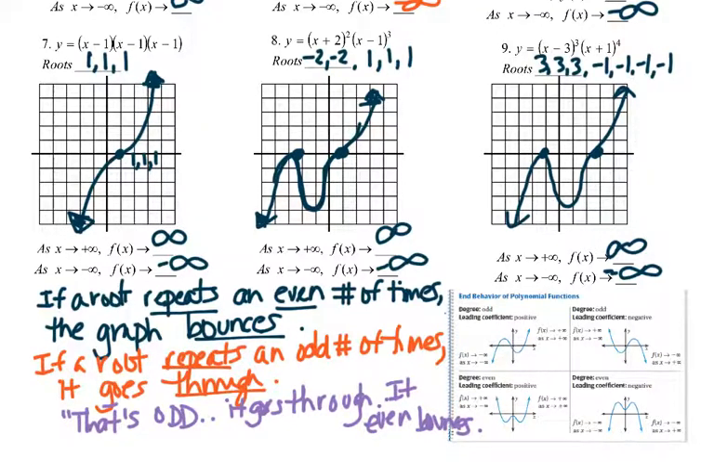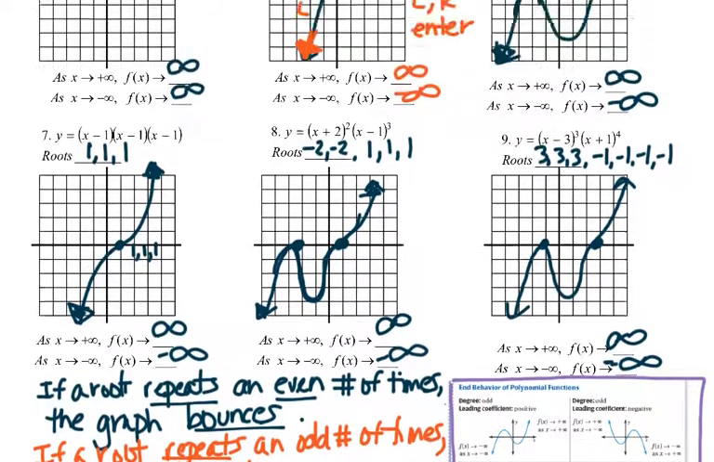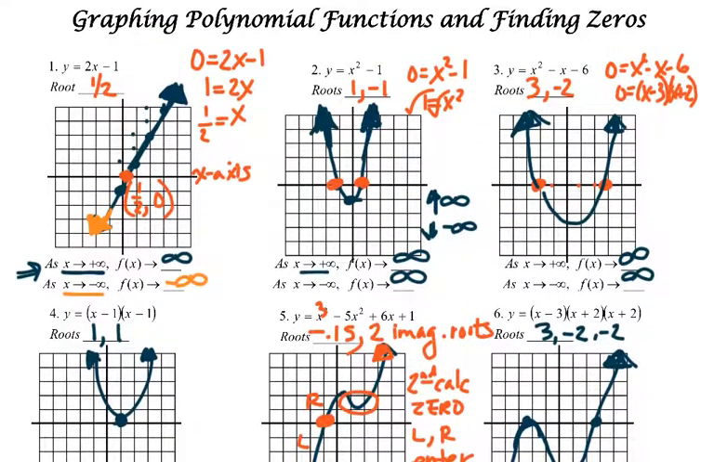It even bounces. Meaning if the root repeats an odd number of times, it goes through. If it repeats an even number of times, it bounces. There's a little chart here. I'm not going to go through the whole thing. I know it's really tiny. You're going to see that chart repeated on the homework, and that's just giving you some overall guidelines of the shapes of graphs, if they're odd powers, if they're even powers, if they start positive, if they start negative. But we want you to do those graphs and start to pick up on those patterns. So your graphing calculator is your best friend for graphing polynomial functions and finding zeros.